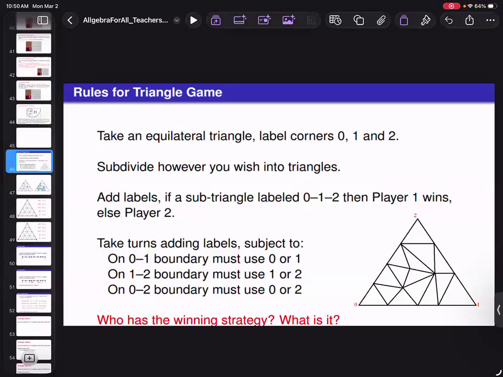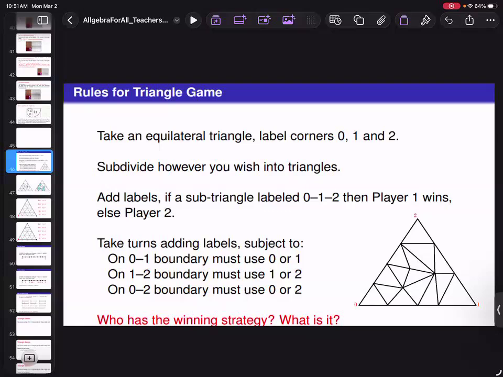So here is the triangle game. We start off with an equilateral triangle, and we label the corners 0, 1, and 2. And then what we're going to do is subdivide the triangle however you wish into just smaller triangles. Okay? If you want, we'll later on just do it subdividing into smaller equilateral triangles. But I divide into a bunch of triangles. And then we're going to take turns adding labels. And there's a very small number of rules.